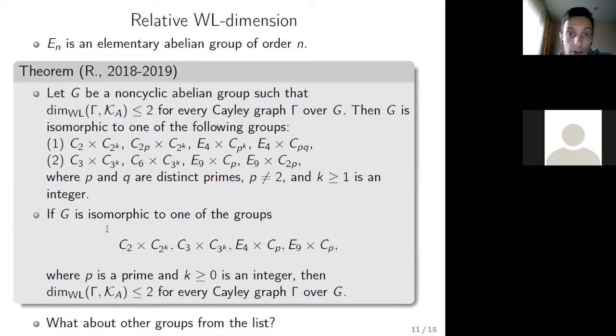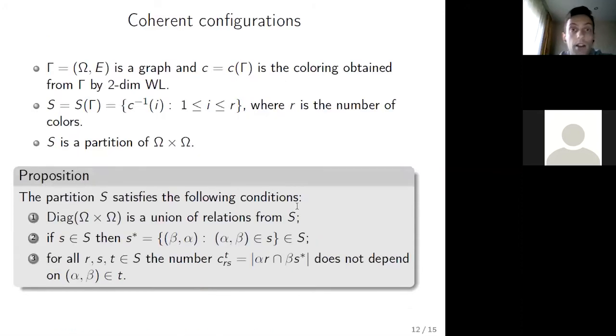But there is a natural question: what about other groups from this list? I believe that it is true for every other group from this list. And in the remaining time, I will present the tool which we use to estimate Weisfeiler-Leman dimension. This method is based on the separability property of coherent configurations. So let's start with some definitions.